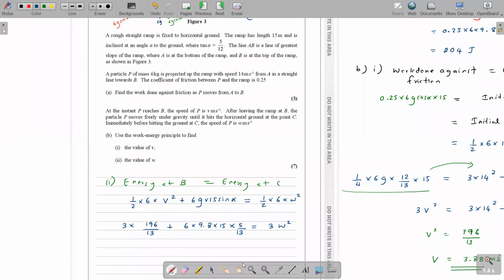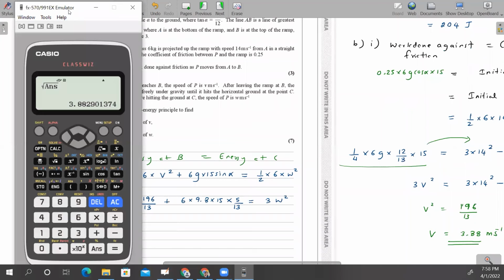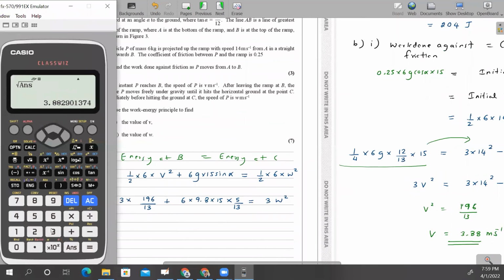Are you with me? Okay, so then can you all simplify? Type the whole thing in the calculator and divide the answer by 3. Three times 196 over 13, plus 6 times 9.8 into 15 times 5 over 13. This is okay? I get something like this and then divide by 3. So that is W square. Then square root of the answer to get W.